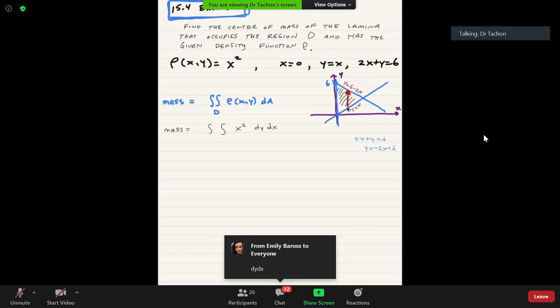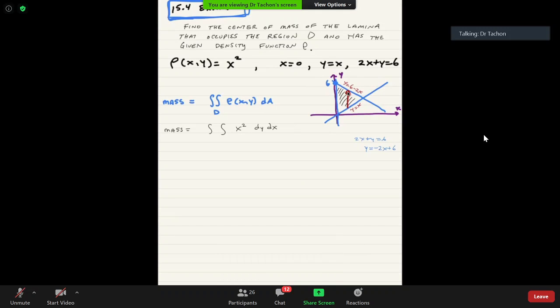Okay, so we do dy dx. What are the inside bounds? It goes from here to here, bottom to top. Inside bounds, can you see what it's going to be? It's going to go from x to where? 6 minus 2x. Okay, there's the inside bounds. Yep, good, thank you. Okay, all right.